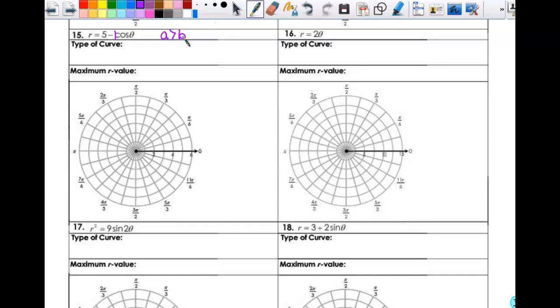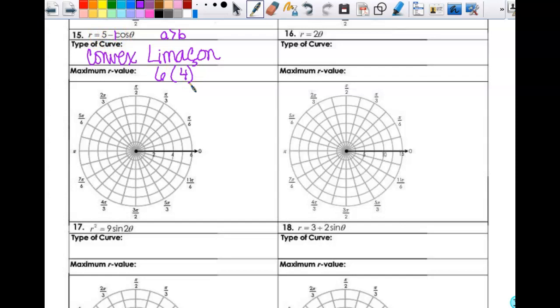If it's a convex limaçon, then A is greater than or equal to 2B. And 5 is greater than or equal to 2 times 1. So that makes this a convex limaçon. Remember, I'm getting this from my graphic organizer. I have 2 values on this as well. I have my maximum r value, that's A plus B, that's where I get 6. Then I have the other r value I need, which is subtracting these, 5 minus 1, that is 4.